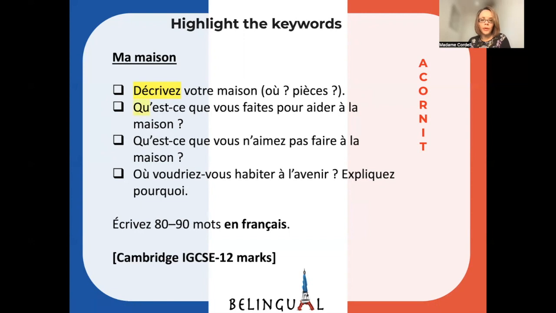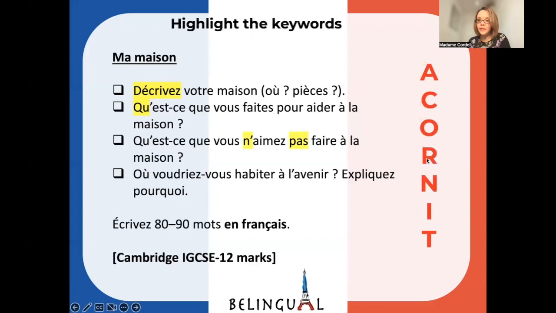Second bullet point, we have que ou quoi, which means what. Okay, so what do you do to help at home? So in here, we're going to need you to say what you do and perhaps give your opinion. Do you like it? Do you not like it? And that will tick off a couple of boxes.